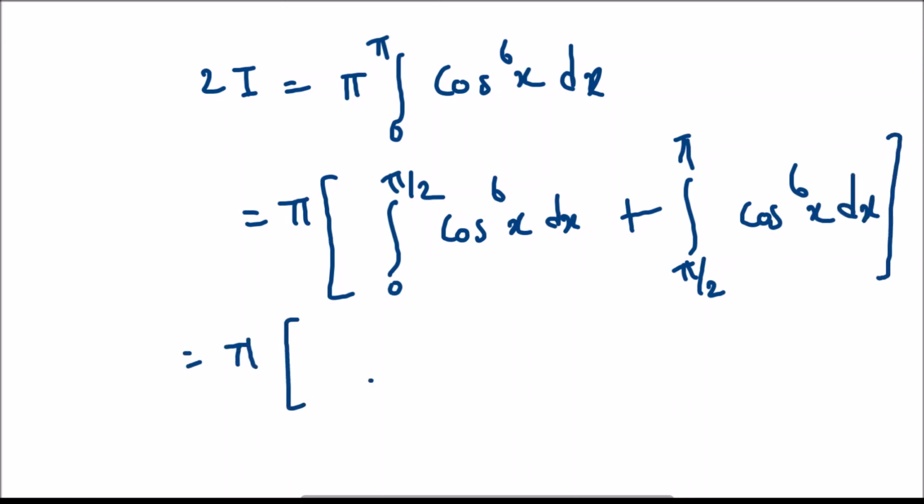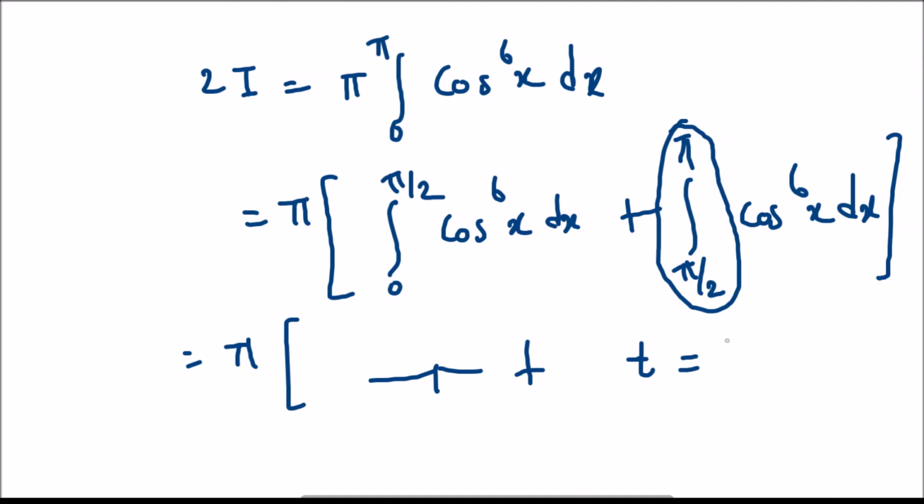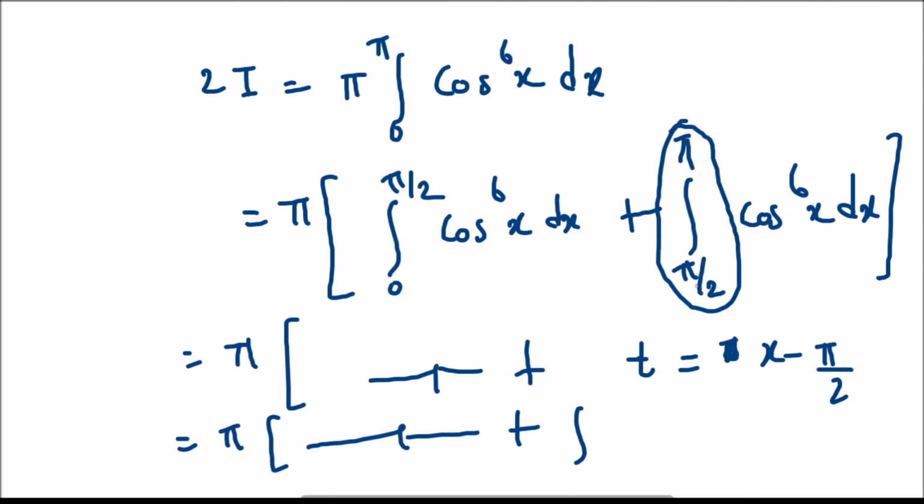Now, keep the first term as it is. Here, in the second term, I want 0 to pi by 2. So what substitution will you do? You bring in a new variable t, which is x minus pi by 2, because I don't want pi by 2, I want 0. If I do this substitution, the first term with pi stays as it is. What will be the limits? When x is pi by 2, t is 0. When x is pi, t is pi by 2. And what is my x now?